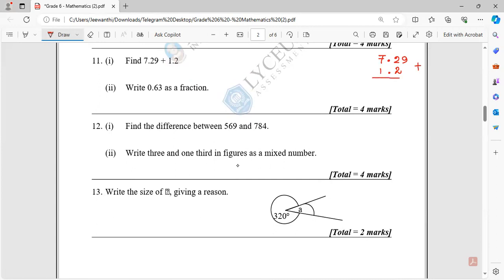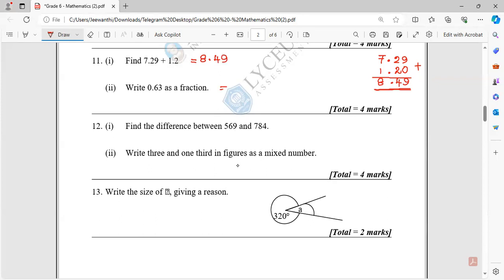If needed, when you are adding, children, you can fill this gap with a zero, right? So then you don't feel any kind of vacant place. So then you have the numbers. Now 9 plus 0, it is 9. 2 plus 2, 4. Then 7 plus 1, 8, right? So then my answer is 8.49.